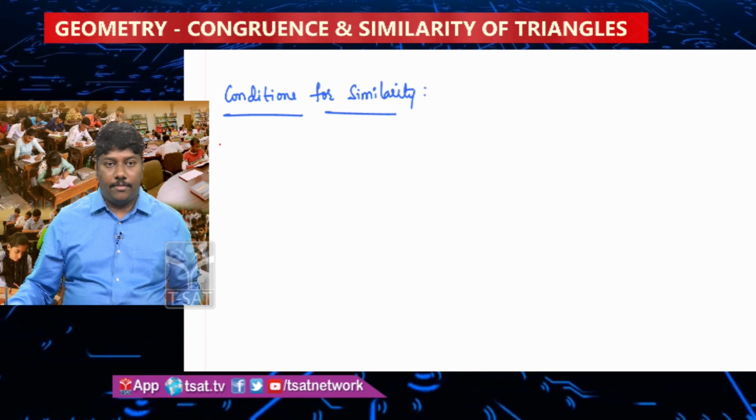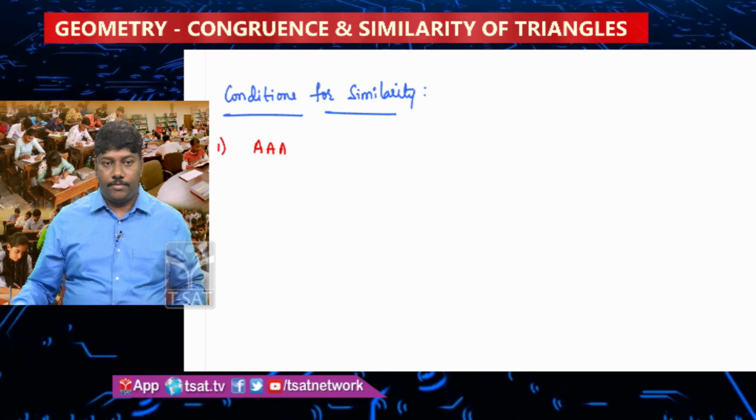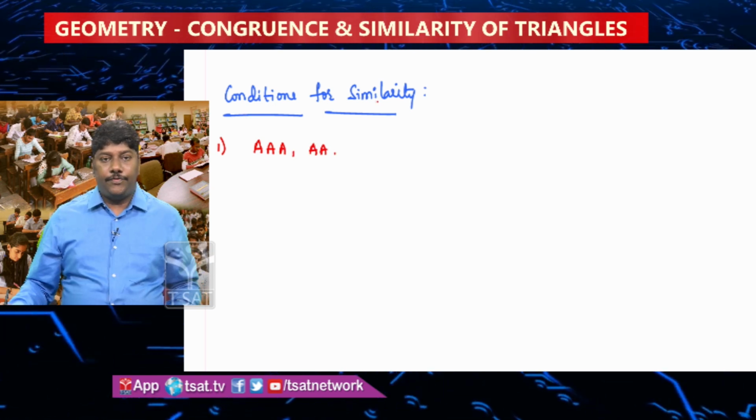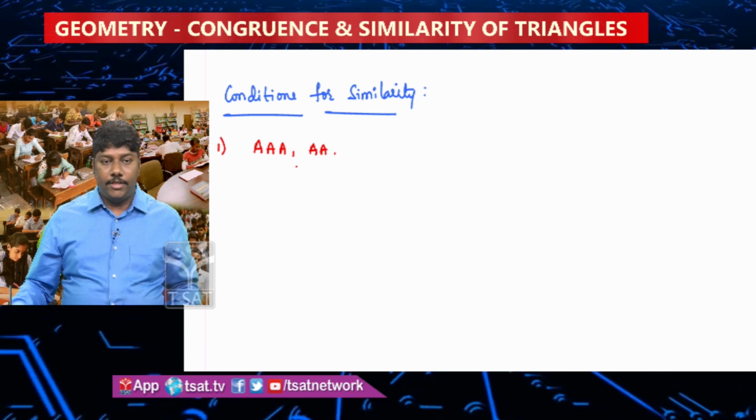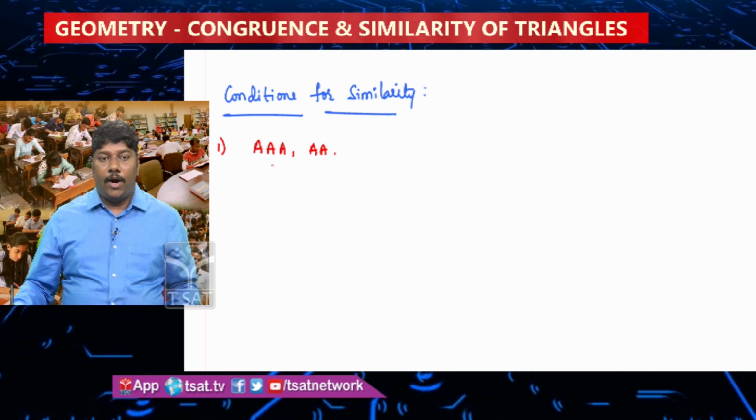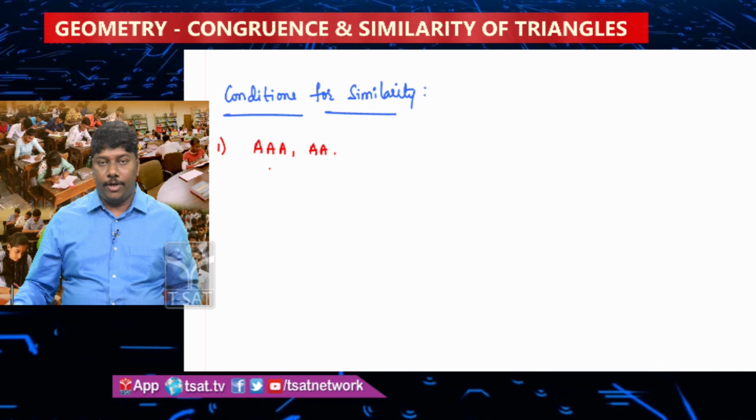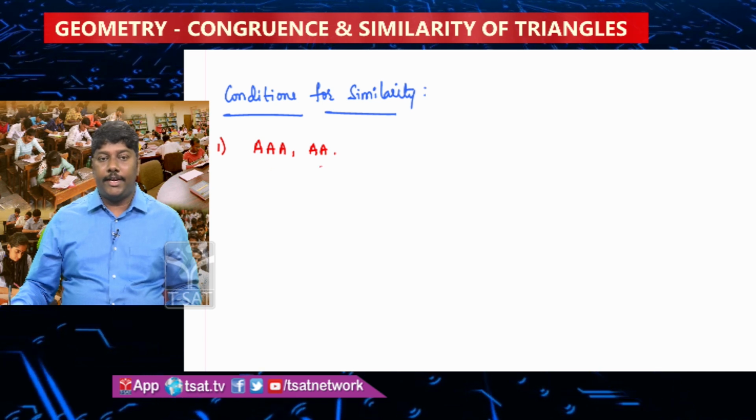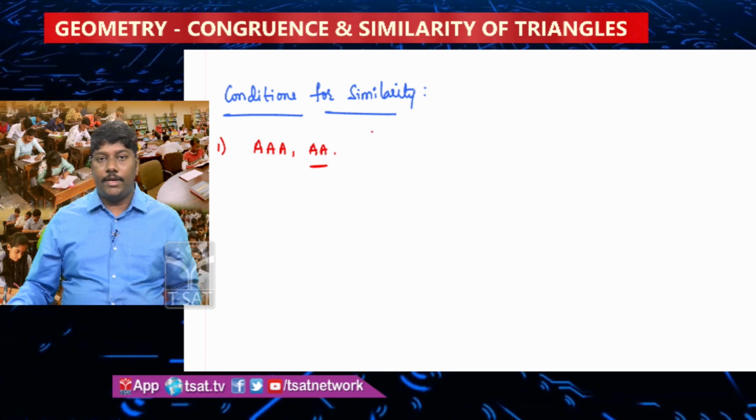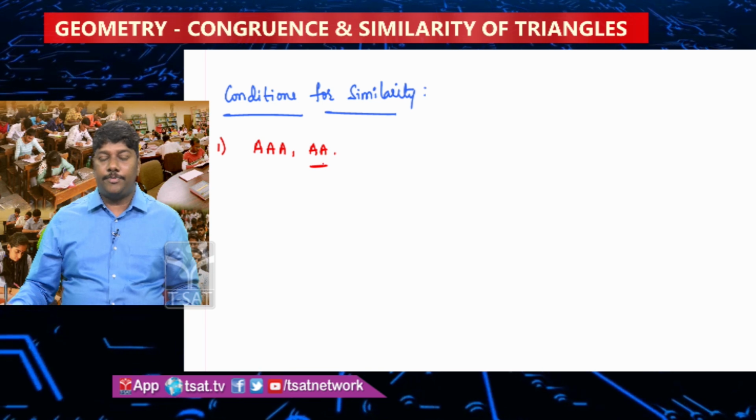Conditions for similarity. The first condition: angle, angle, angle, or else two angles. All the 3 angles of the first triangle should be equal to all the 3 angles of the second one. Or else you can say at least 2 angles of the first triangle are equal to 2 angles of the other triangle. If not 3, at least 2 angles must be equal.